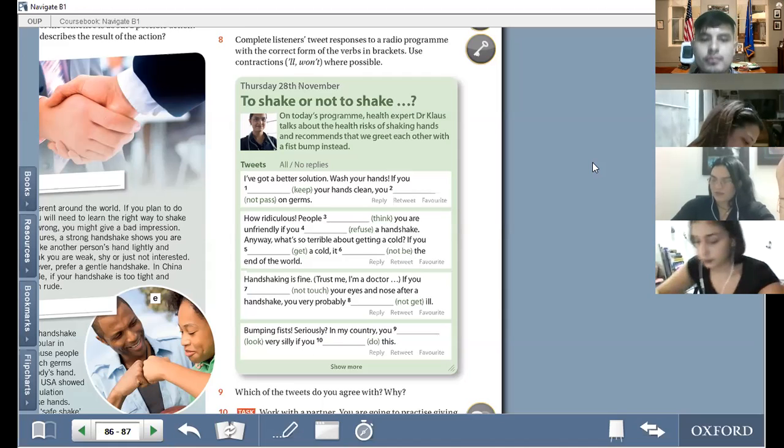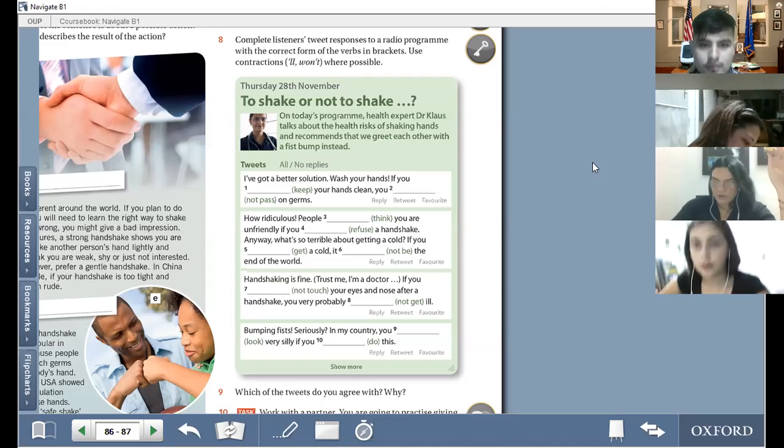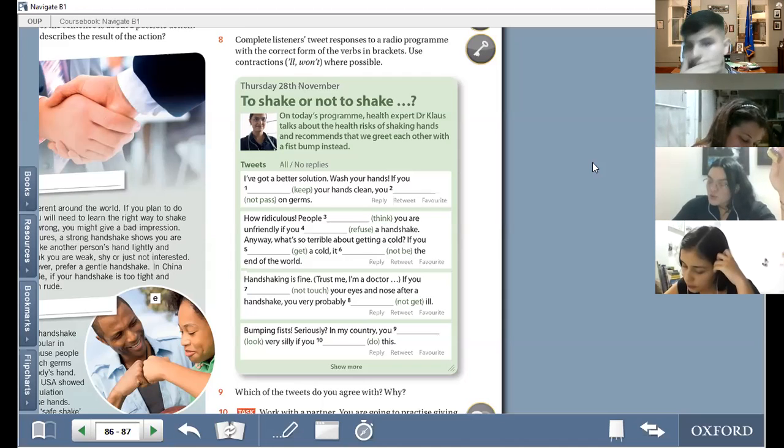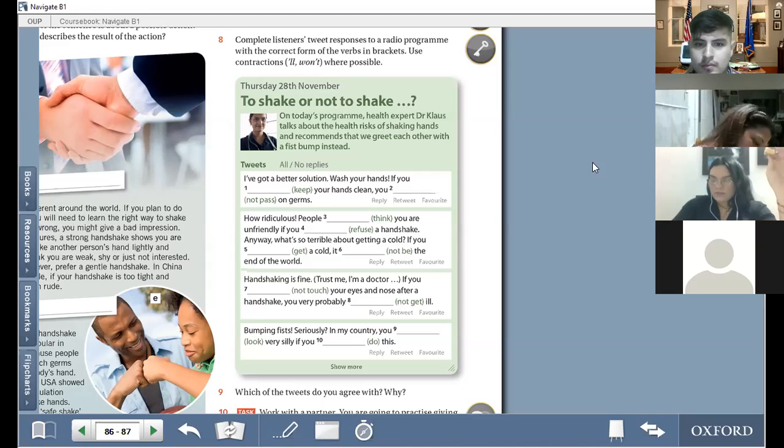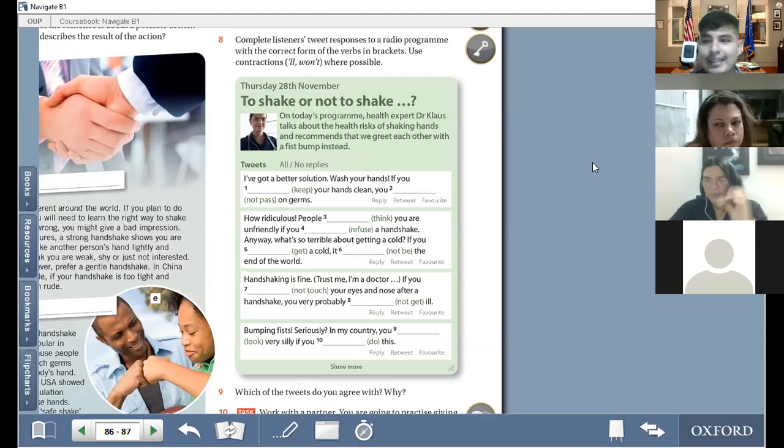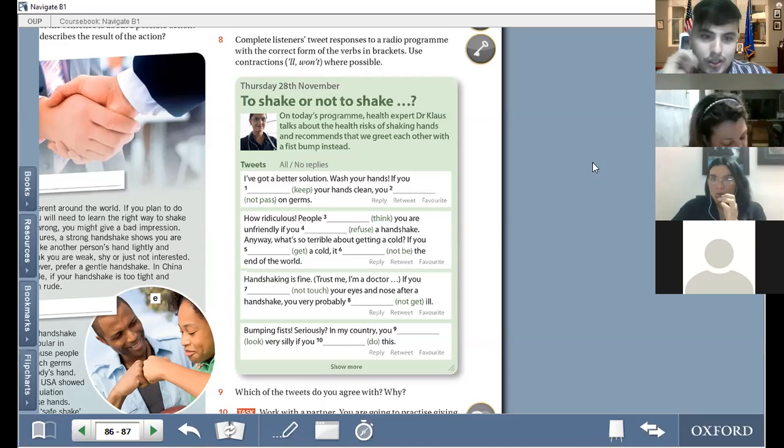Handshaking. Okay. It's fine. Trust me, I am a doctor. If you aren't touched your eyes and nose after a handshake, you very probably won't get ill. Okay. Alejandra, I'm going to say what you said. Pay attention. If you are not touched, are you sure? What if I say, if you don't? Is it better?